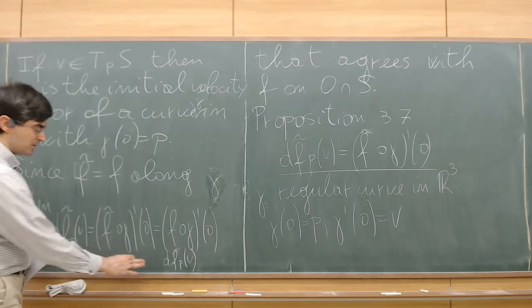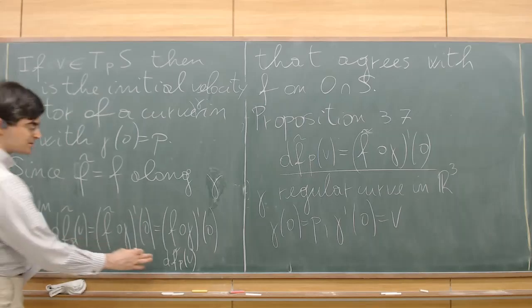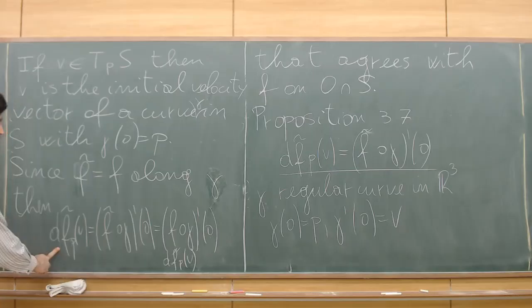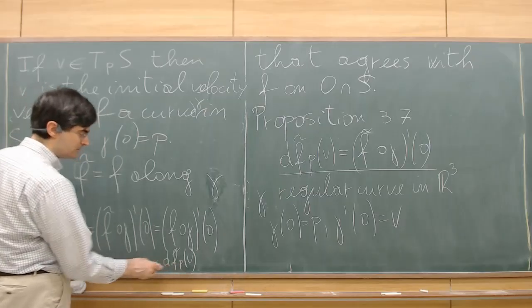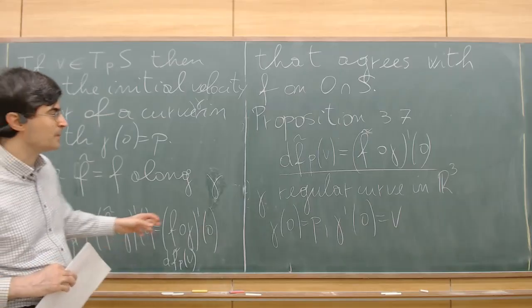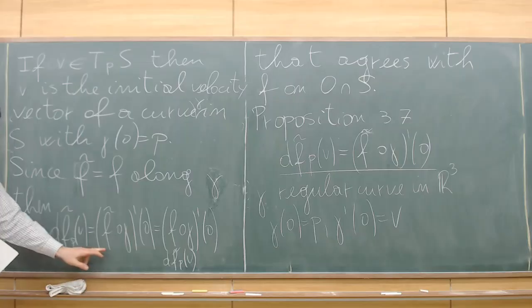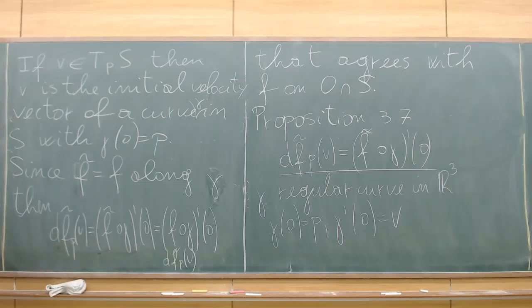So we proved that df_P is the restriction of this map here to T_P S. And this map here is a well-defined linear map, and this explains why this one is also linear. And it explains also that this definition does not depend on gamma, because this formula says that this expression, which apparently depends on gamma, does not depend on gamma.